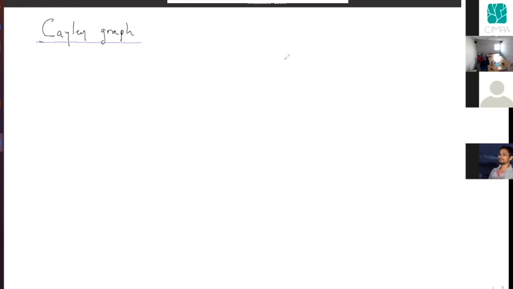Okay, so what is it? So the data is always the same, a group G and a generating set. Okay, and now I want to define a graph X. So this graph will depend on the group and also on the generating set. Okay, so how is it defined?